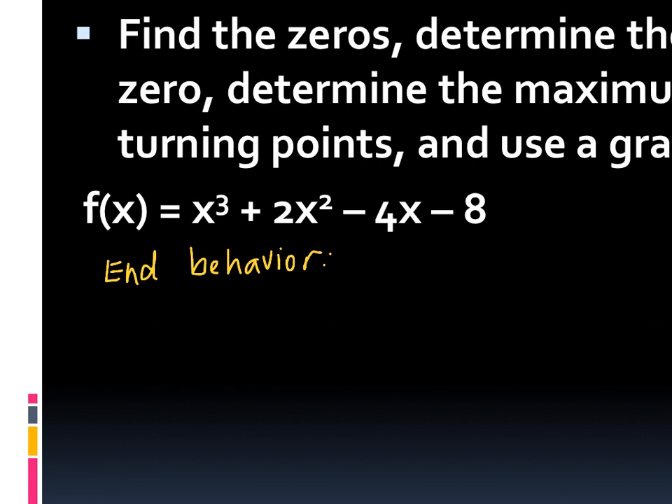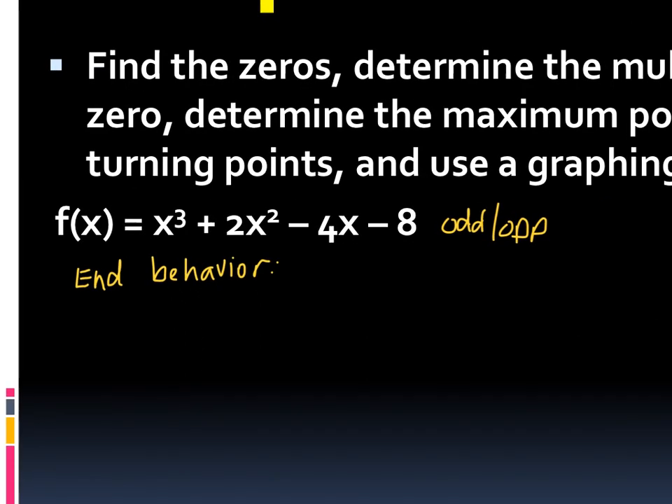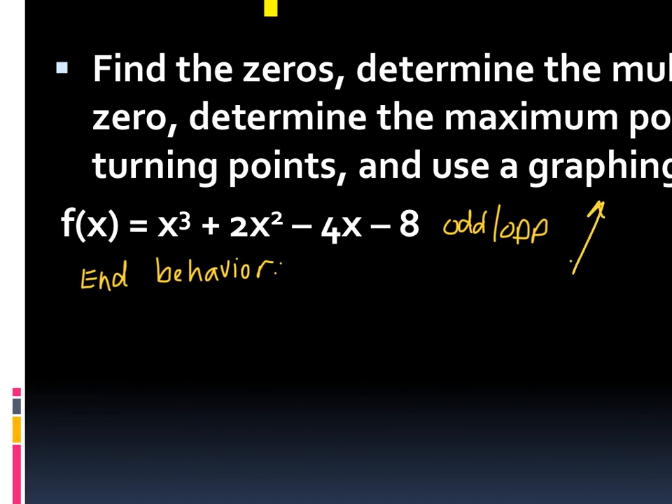What is it? 3. Is that an odd number or an even number? So remember, odd goes with what other word? Opposite. Is it positive or negative? So think about the way a positive cubic graph would go. What's going on the left-hand side? What's going on the right-hand side? Good. Falls left, rises right. Does that make sense? You guys okay with that?